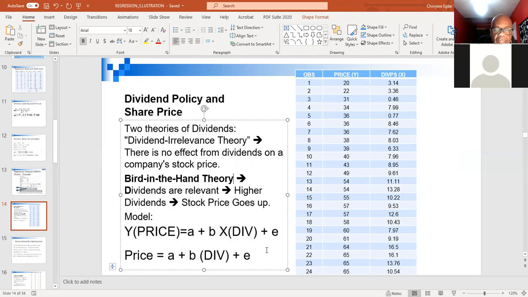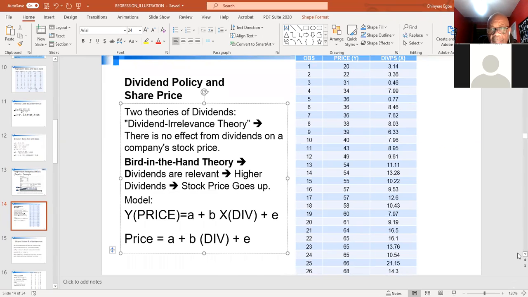We ask ourselves, the price of the stock depends on dividends. So the dependent variable is price, and dividend is the independent variable. We want to see the nature of the relationship and the size of the relationship. Today we're just going to go with estimation. We're not going to do hypothesis testing yet. We're going to do hypothesis testing next week, which is to say whether your estimates actually mean anything.